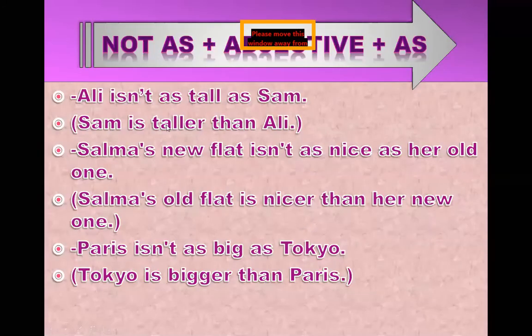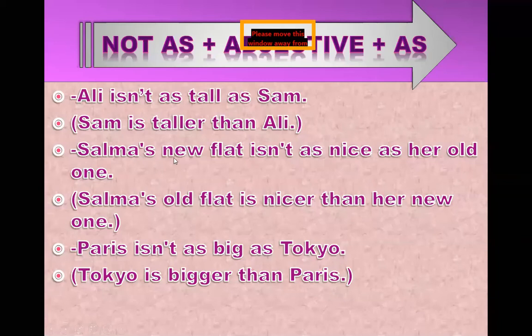If there is difference between things and I want to use as, I change the sentence into negative. Like this example, Ali isn't as tall as Sam. If I want to express it in comparative form, I can say that Sam is taller than Ali. How did I know? From the sentence of as. Ali isn't as tall as Sam means that Sam is taller than Ali.